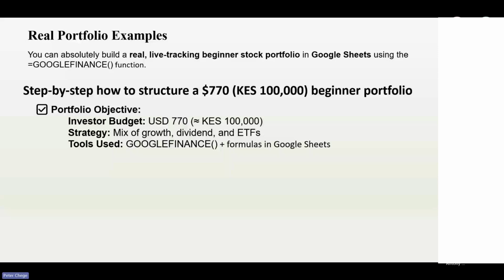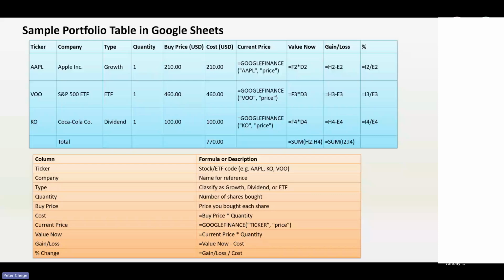So we can create a sample portfolio easily. You only need the ticker, the name, the type, quantity, and buying price. Then cost. Then you put the current price using the Google Finance formula. Then you get the value of your shares.